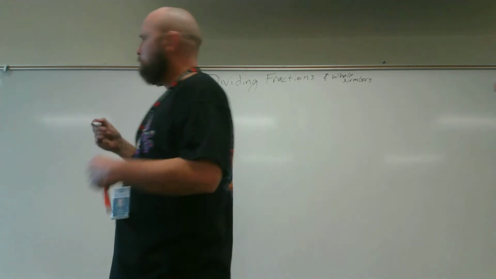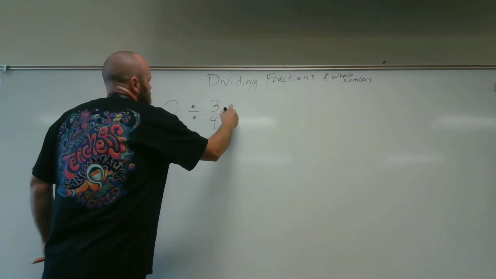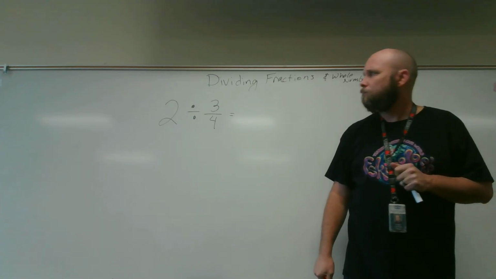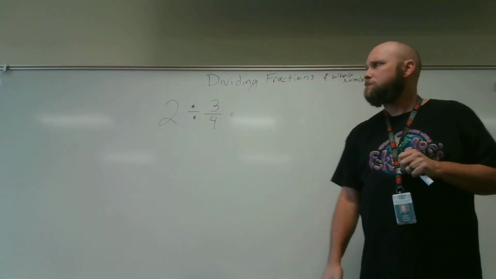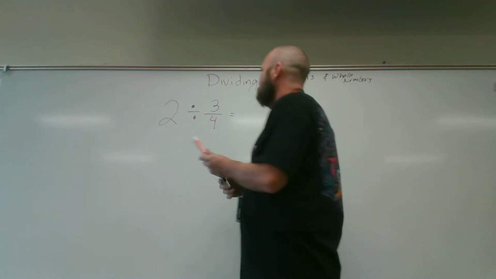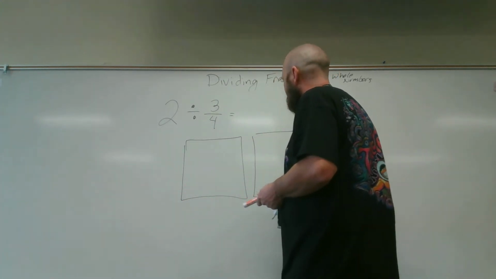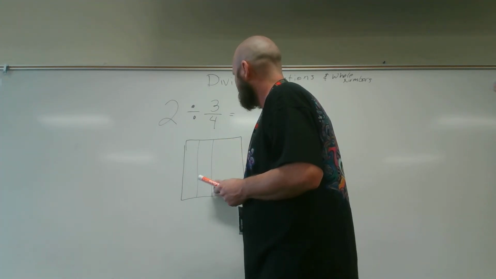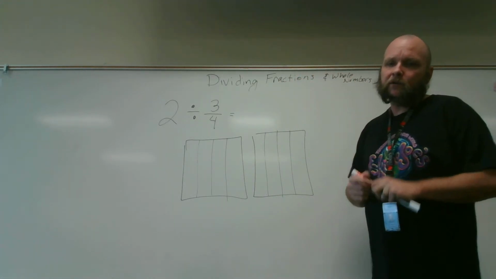Let's look at this. 2 divided by 3/4. I think I know the answer though. Can we put a 1 under the 2? You can, but that might be too confusing. So we start with our first number. We make 2 groups. We divide the groups into 4ths. You always do the denominator. Let's write that down. We divide the group into 4ths.